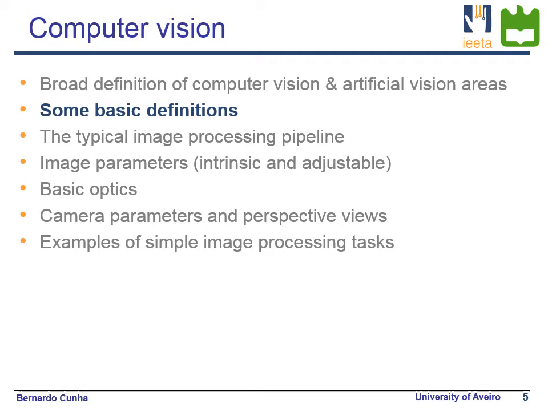Given those broad definitions that we have already seen, let's now move on into some basic definitions of what a computer vision system is, some of its technologies, and some aspects related to the representation of images.